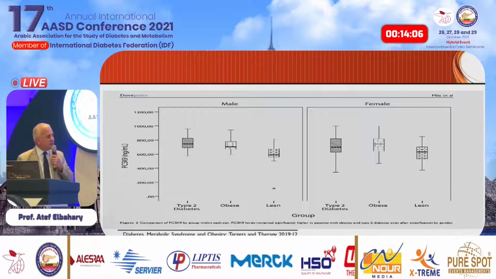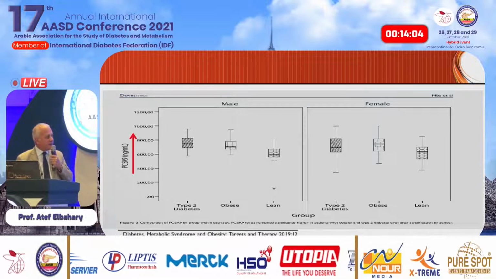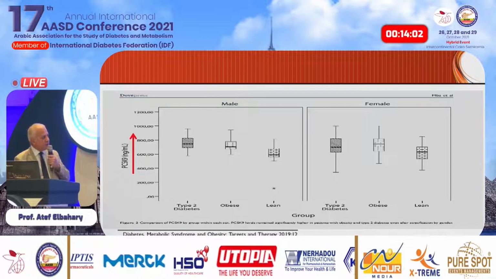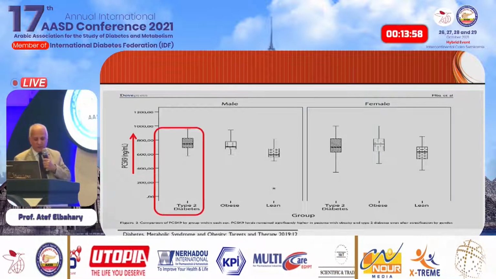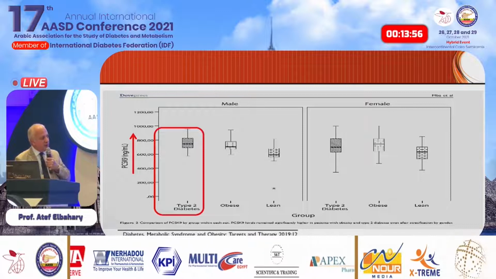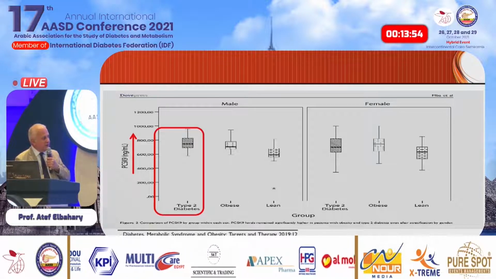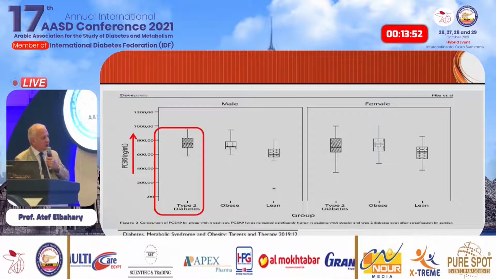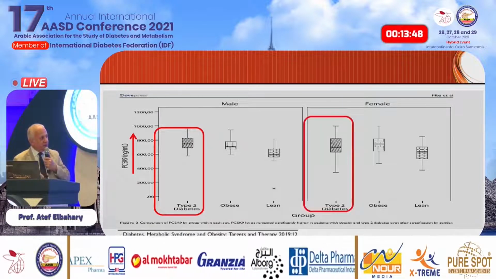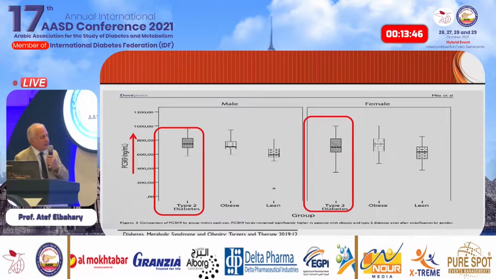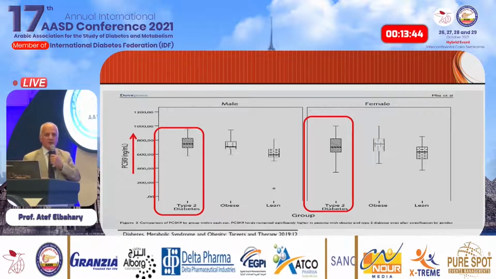Also, we can see here that the incidence of diabetes is increased with Pcsk9 level in type 2 diabetes and also in obese patients, compared to lean patients who have lower Pcsk9. So the increasing number in males and females that we see here in obesity and diabetes is linked to the increase of Pcsk9.